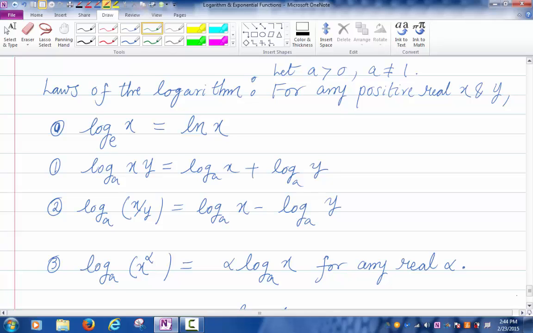What is log base a of xy? Log of x plus log of y. What is log base a of x divided by y? Log of x minus log of y.